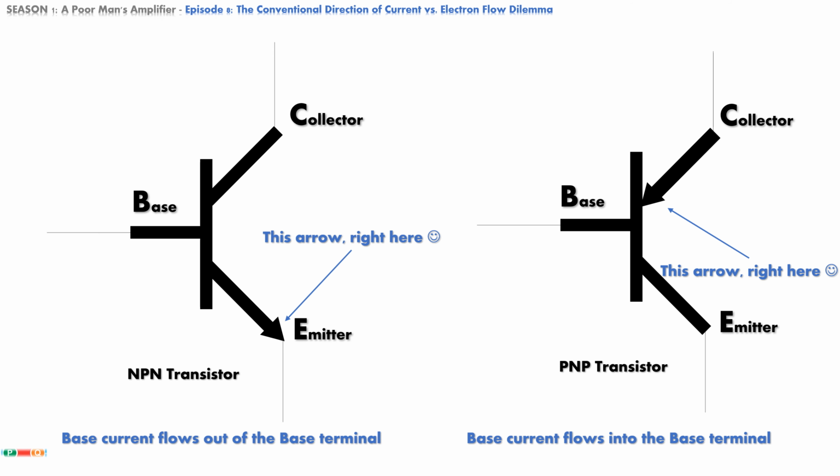PNP transistor. Here, the collector current splits into two directions. One part will continue to flow through the emitter terminal, and a smaller part will sink through the base terminal into ground. It is now said that current flows into the base terminal, as the arrow points. So, what is the big deal, you ask?